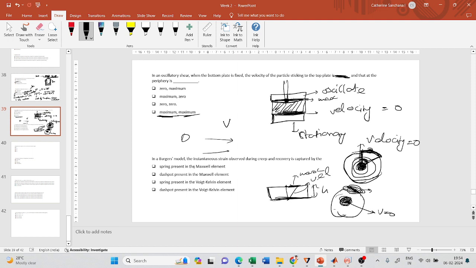In a Burger's model, the instantaneous strain observed during creep and recovery is captured by what? So we saw it is a combination of a Maxwell model and a Kelvin model, right? So it will have an instantaneous jump and an instantaneous recovery. Both will be contributed by this Maxwell spring. So this you have to know. If you see that figure and if you solve for that equation, you will understand. So it is because of the spring present in the Maxwell element.